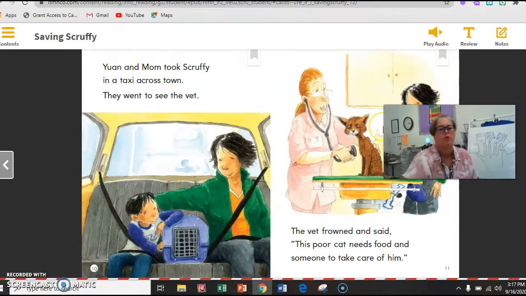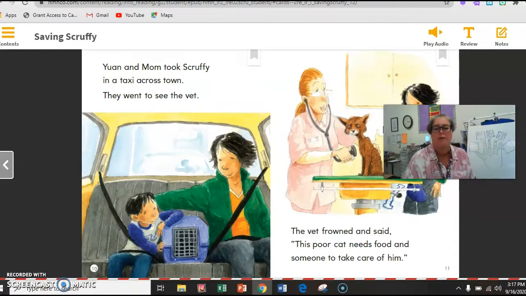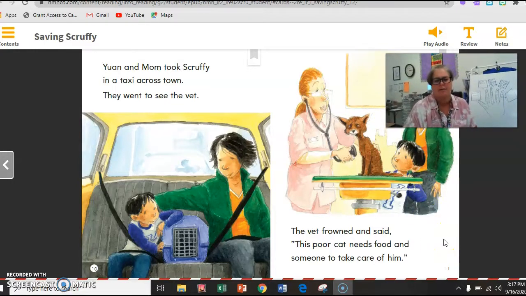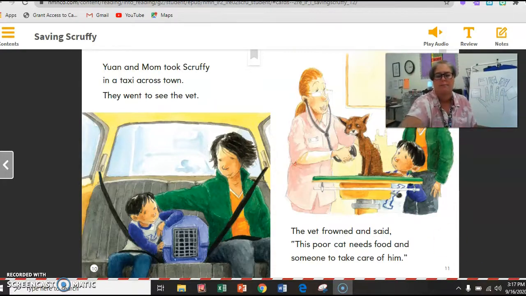Yuan and Mom took Scruffy in a taxi across town. They went to see the vet. You guys know what a vet is, right? An animal doctor. The vet frowned and said, "This poor cat needs food and someone to take care of him." Oh, this poor cat.